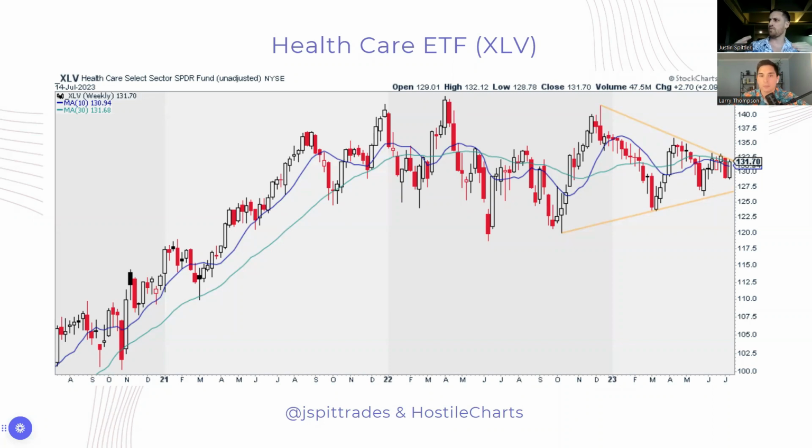You can see we've started to get a little tighter recently, and to me that suggests a big move is coming. Based off of everything I'm seeing right now, I think the next move for healthcare stocks would be to the upside. So if we get these three sectors involved, it's going to do wonders for breadth.